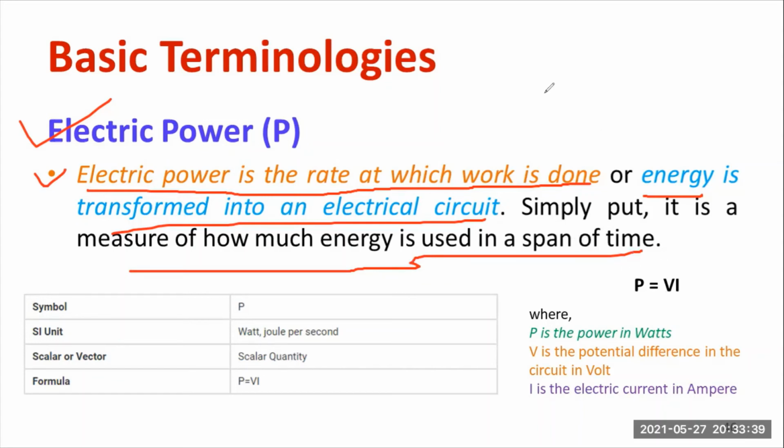So there are different equations. Power is equal to V into I, where V is the voltage and I is the current. It can be obtained from Ohm's law. This is actually according to Ohm's law. It's a scalar quantity and there are different units, watts or joule per second.